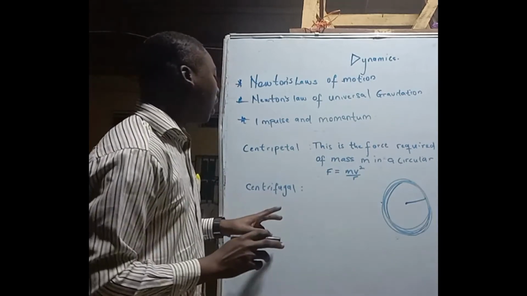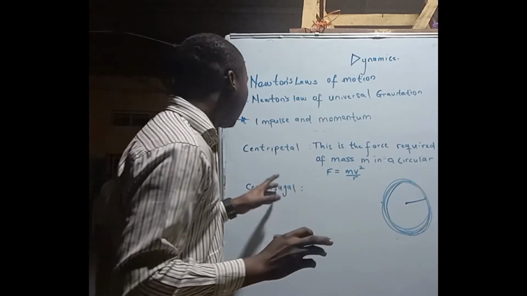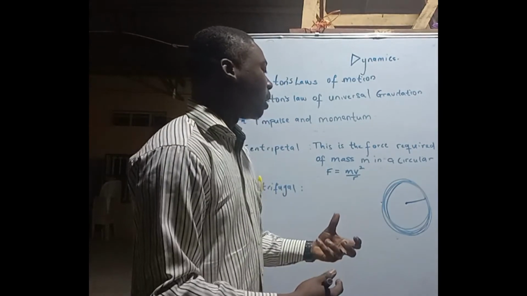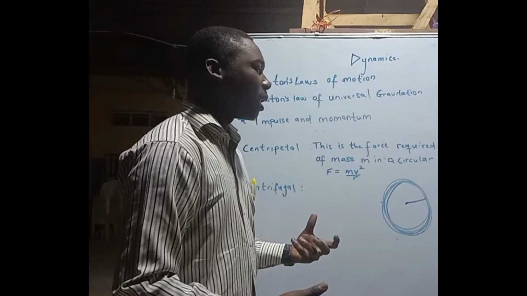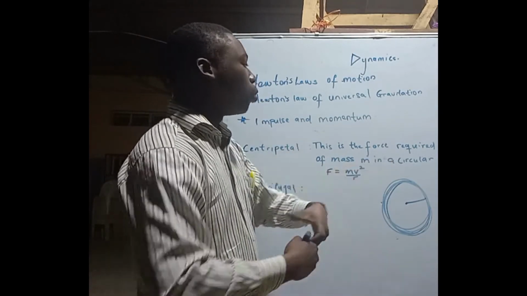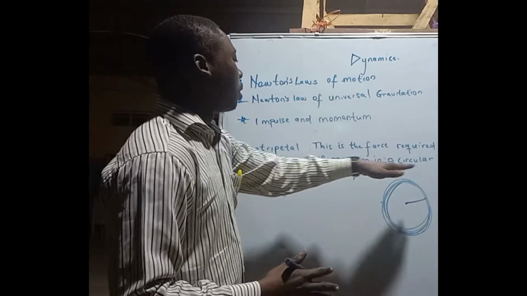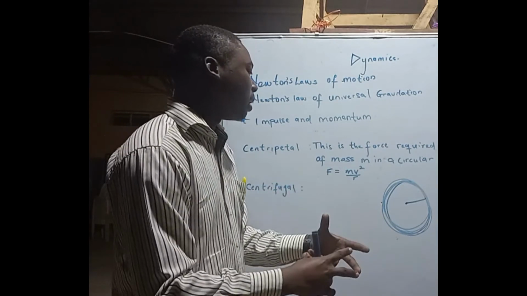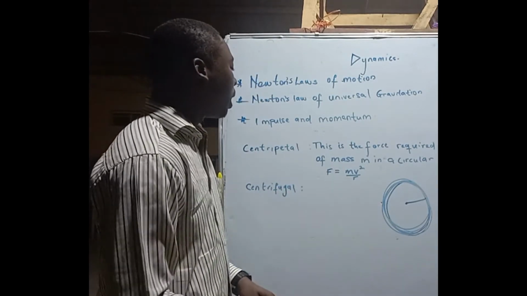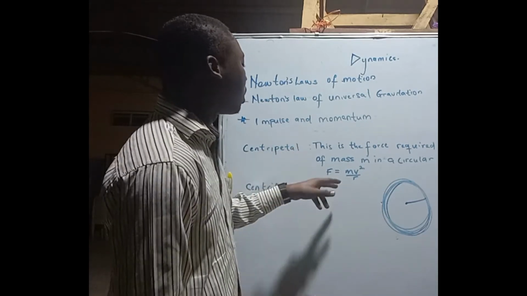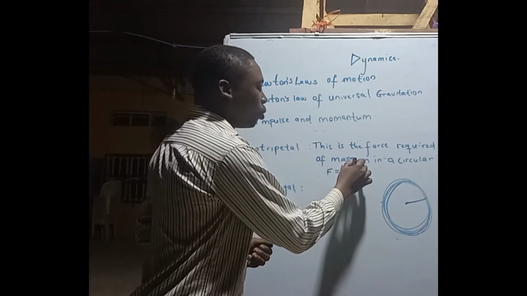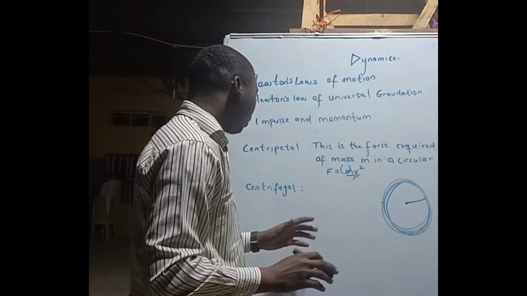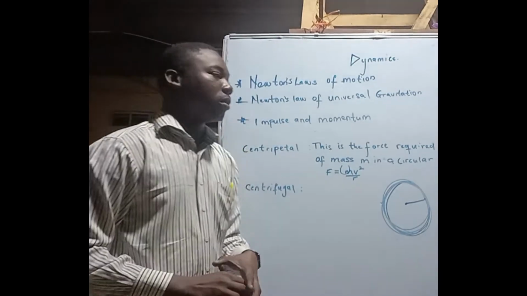Centrifugal is just the opposite of the centripetal. It's the force tending to pull the object away from the center, while centripetal is the force required to keep it in the circular path. Do you get that? So to get this centripetal force, you will be given your mass, you multiply it with the square of the velocity, and you divide it by the radius. You all get that? Alright.